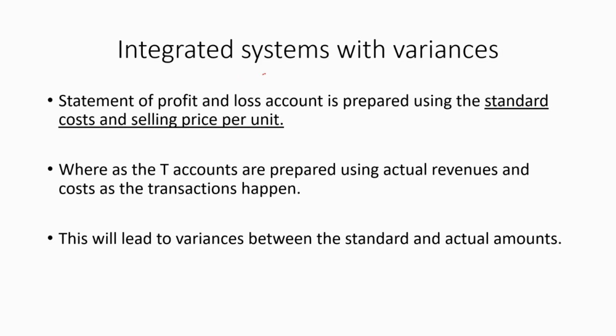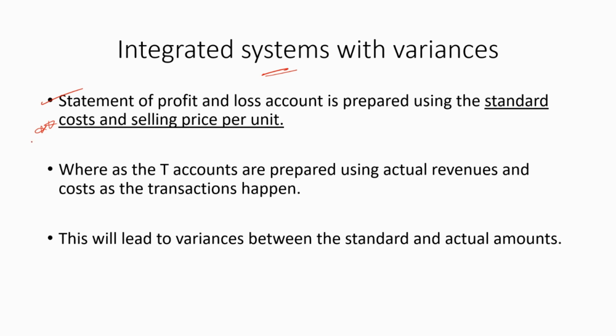Now let's discuss the integrated systems with variances. Statement of profit and loss account is prepared using the standard costs and selling price per unit. This is important. Statement of profit and loss account is not prepared by using the actual amounts. It is prepared by the standard costs and selling price per unit.